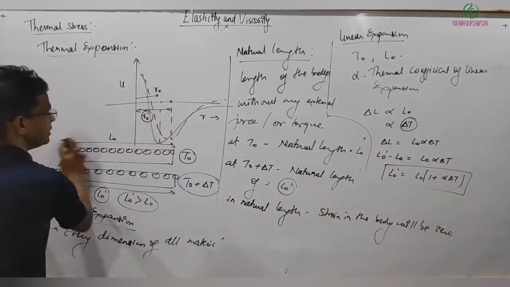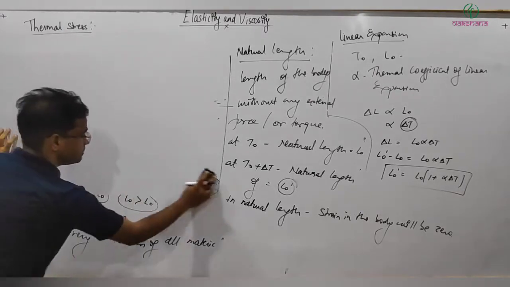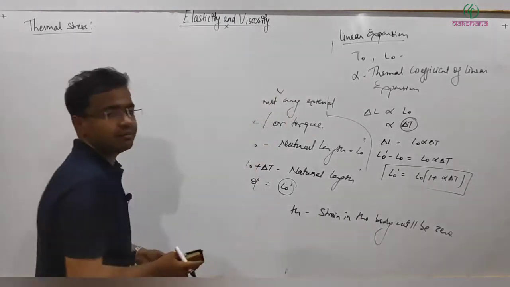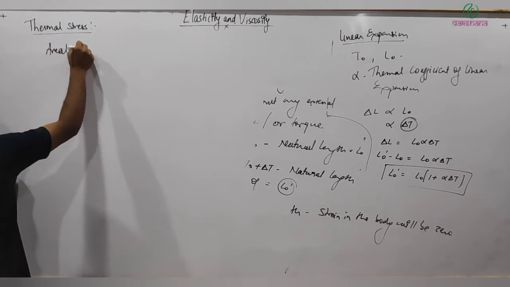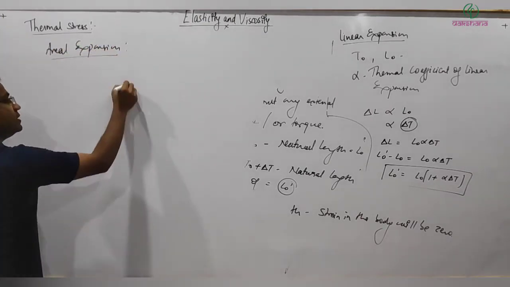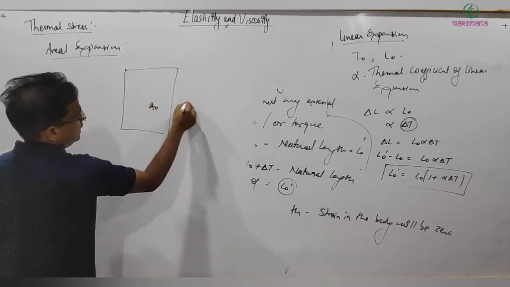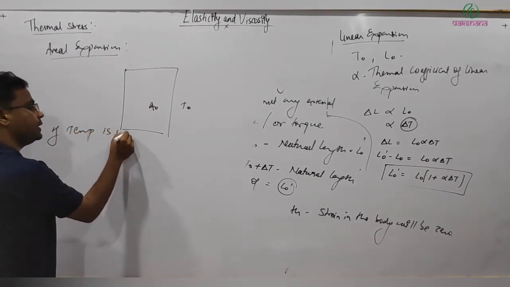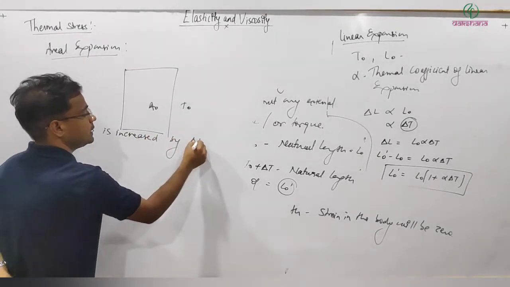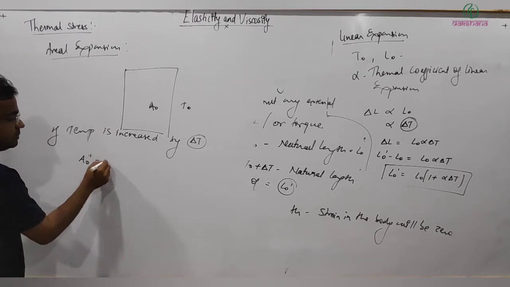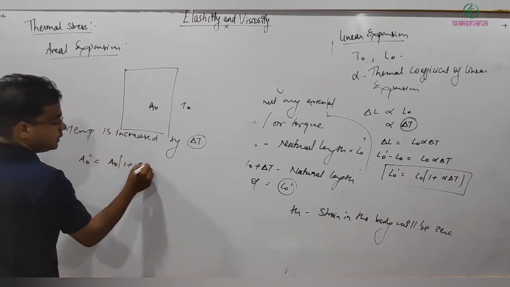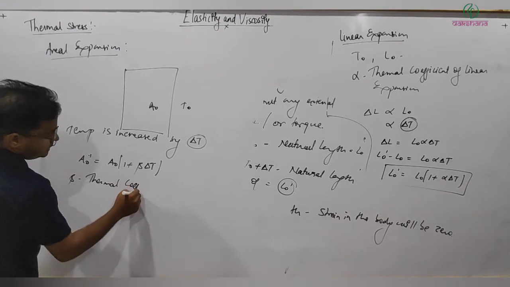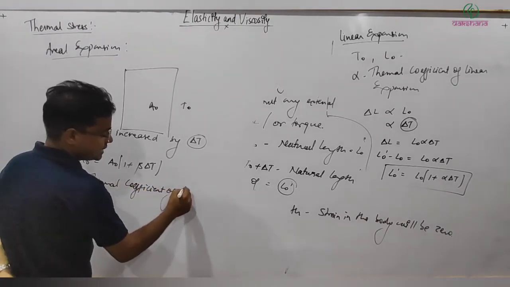In exactly the same manner, if a body is 2D, maybe some sheet or plate, then it will expand in both dimensions simultaneously. So then we will calculate the areal expansion. These are small things I am writing. Areal expansion means its area is, let's say, A0 at temperature T0. What will happen if the temperature is increased by delta T? Then A0 prime will be A0 times (1 plus beta delta T), and beta is called the thermal coefficient of areal expansion.